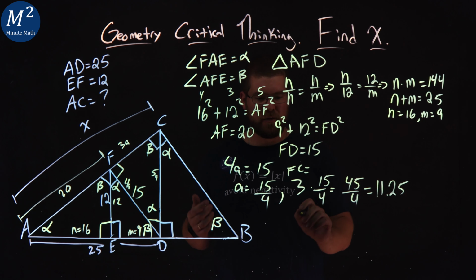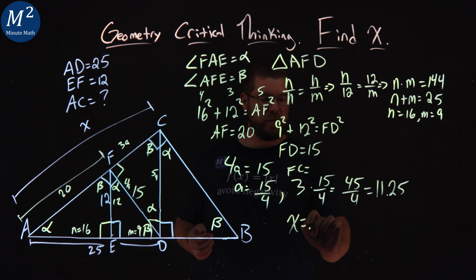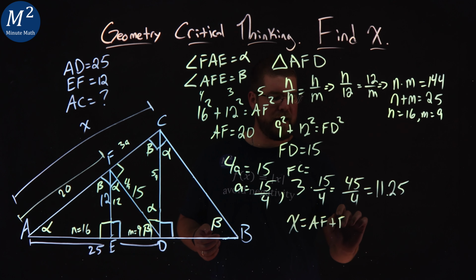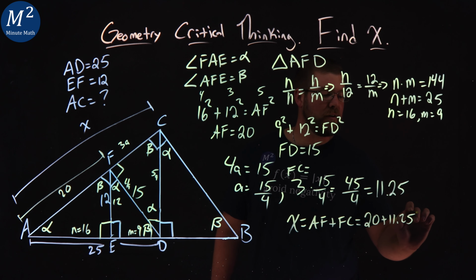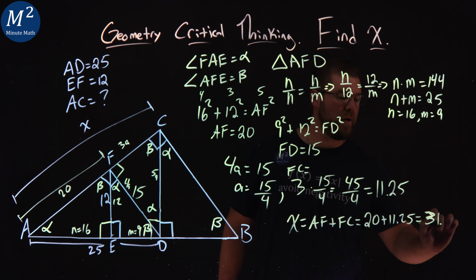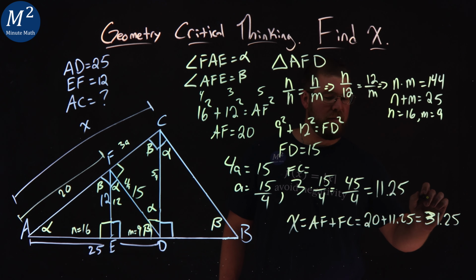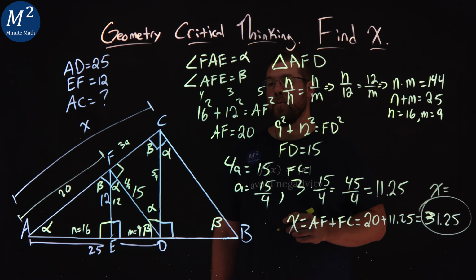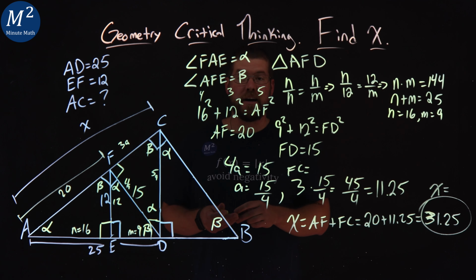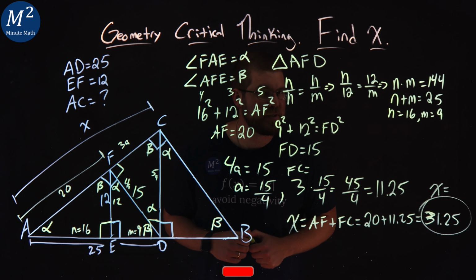So we can add it together. X is equal to AF plus FC, which is equal to 20 plus 11.25, which is equal to 31.25. And again, that's our X value. X equals here 31.25. Did you get 31.25 as your answer?